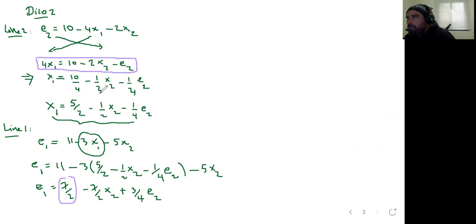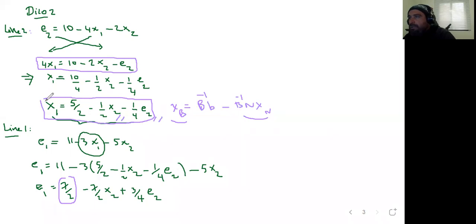Then I divided by 4. So I get x1 equals 10/4 minus half of x2 minus 1/4 E2, which means I got a new line 2. This is consistent with what we wrote algebraically: xb equals b minus 1b minus b minus 1 and xn. That's why the basic variables should be on the left and the non-basic variables on the right. So x1 is a basic variable, now on the left, and the non-basic variables, x2 and e2, are on the right.